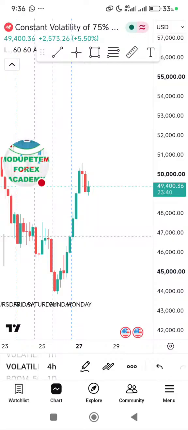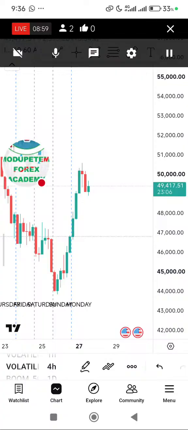Now, if we are talking about Volatility 75 and we want to trade CRT, first and foremost you need to start your analysis with liquidity. For you to be able to understand CRT, you must focus on your higher time frame.